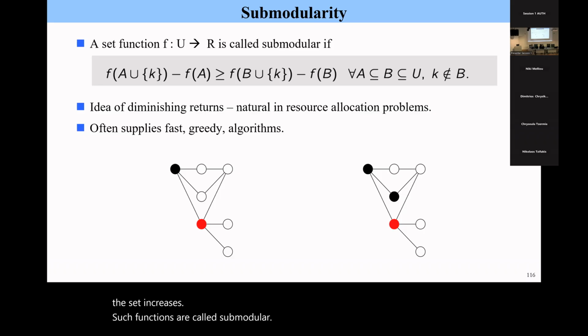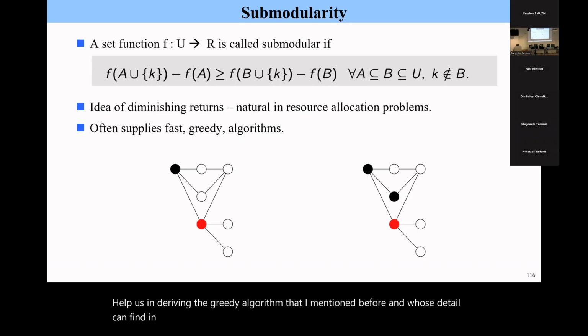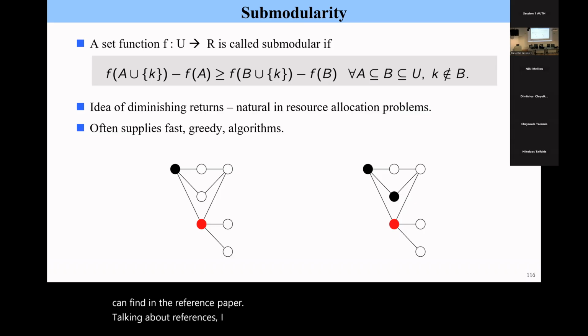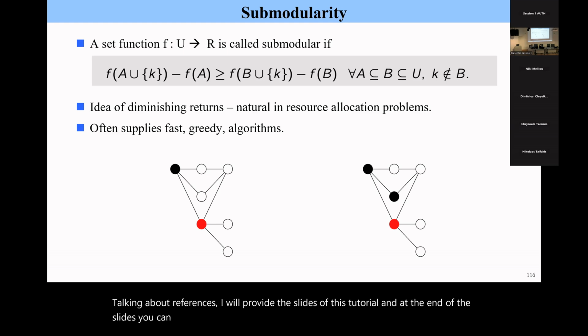So we have used these submodular functions to help us in deriving the greedy algorithm that I mentioned before, whose details you can find in the reference paper. Talking about references, I will provide the slides of this tutorial, and at the end of the slides you can find a very large bibliography of all references that I have mentioned so far.